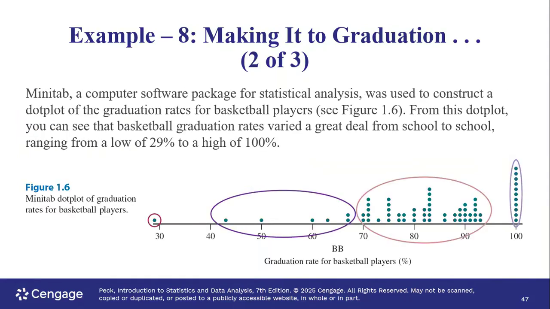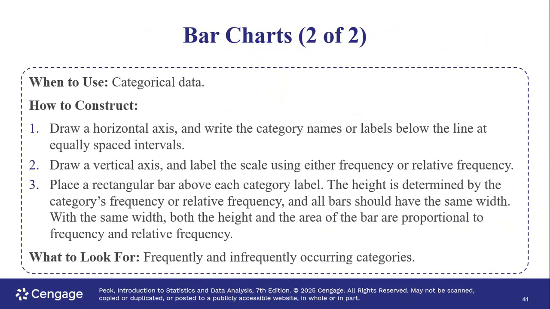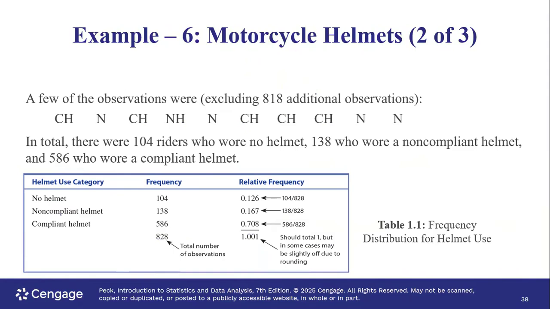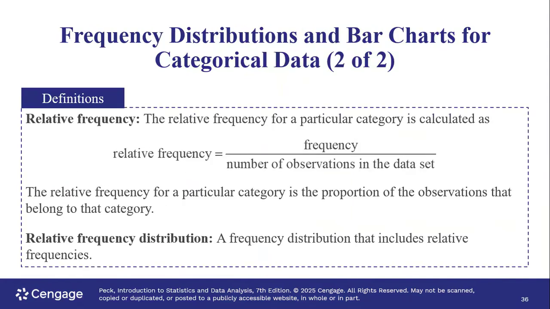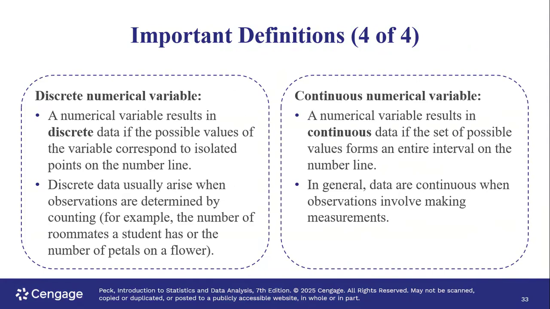So we talked about dot plots. We talked about bar charts. We talked about frequency distribution, which is a table. We also talked about categorical data, which in this case is no helmet, non-compliant helmet, and compliant helmet. Three categories, no numbers. We also talked about numerical data, which is the number of text messages. And it is discrete. It is not continuous. How do you tell discrete? Discrete is something that you list. Continuous is something that you measure.